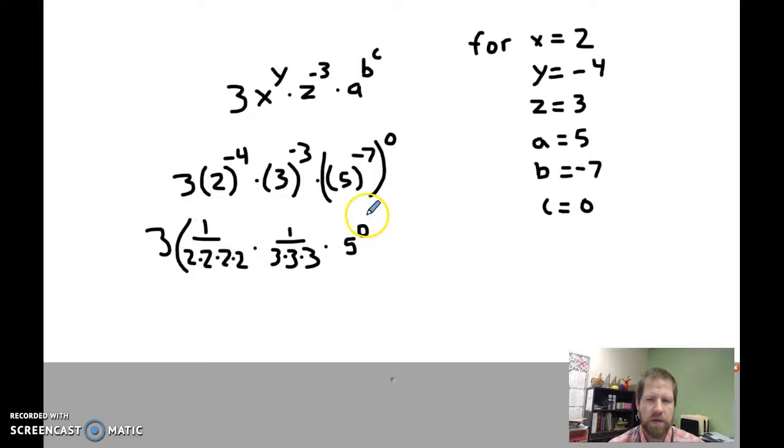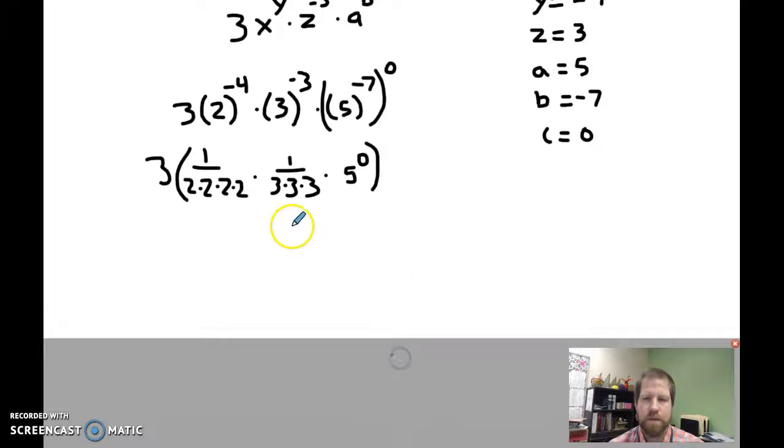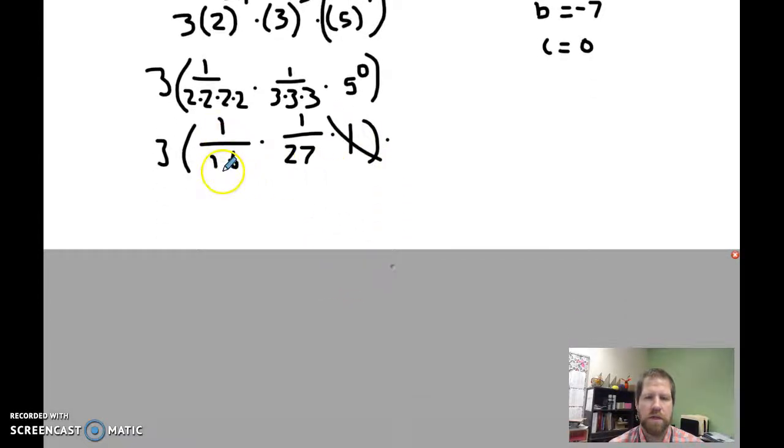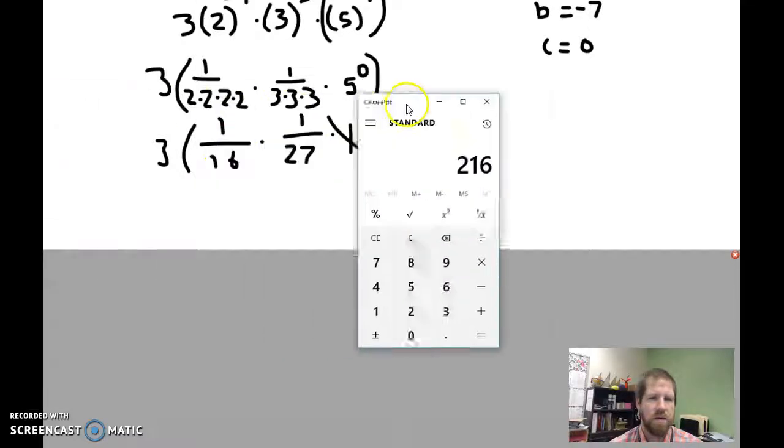And I'm actually going to put parentheses around all of this just because it's all multiplication. It doesn't matter what order I do it in, but I think it's going to be easier for me to figure out all my fractions and then multiply. So we've got 1/27th, and we've got 1 over, 4 times 4 is 16. Anything times 1 doesn't matter. So I have 1/16th times 1/27th.